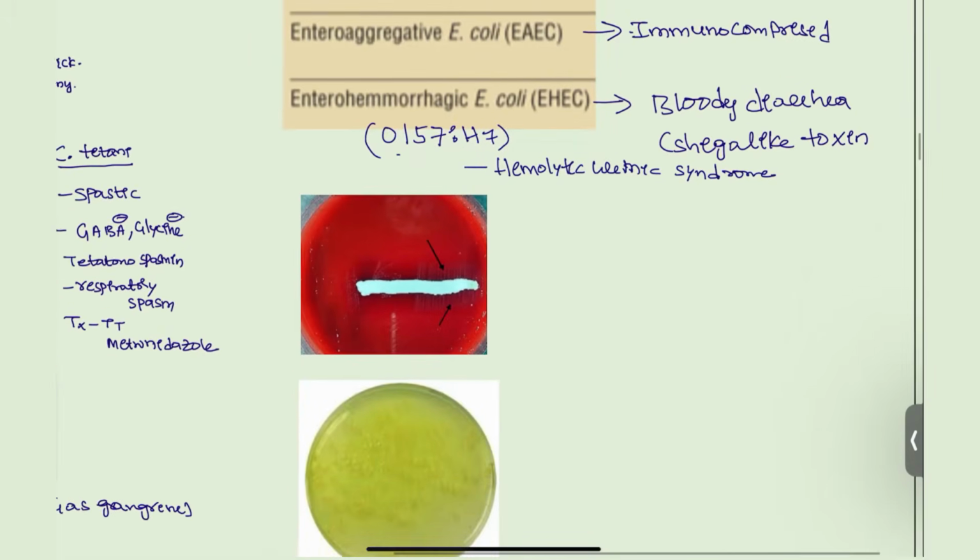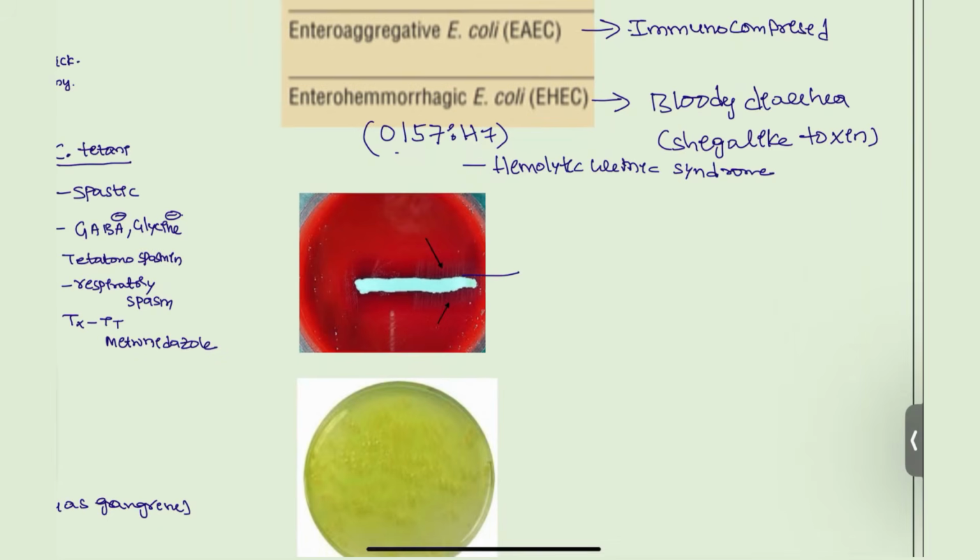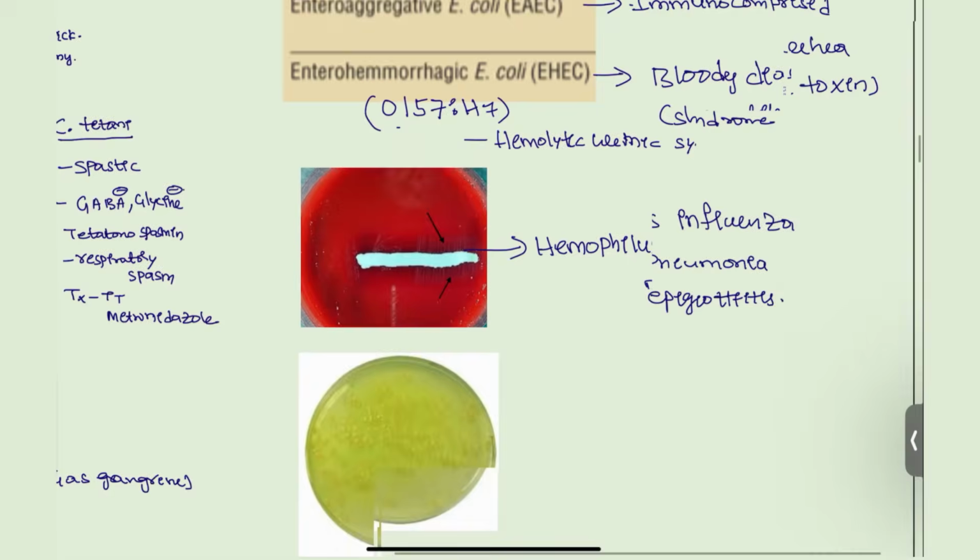And next, what is this one, guys? This is positive for which condition? This is seen in the patients of Haemophilus influenzae. Okay, Haemophilus influenzae, right? This is going to cause pneumonia, otitis media, and also epiglottitis. Okay, epiglottitis is also caused by Haemophilus influenzae.